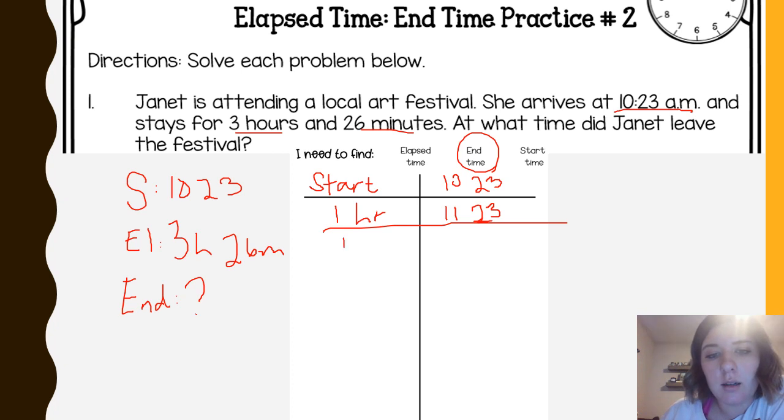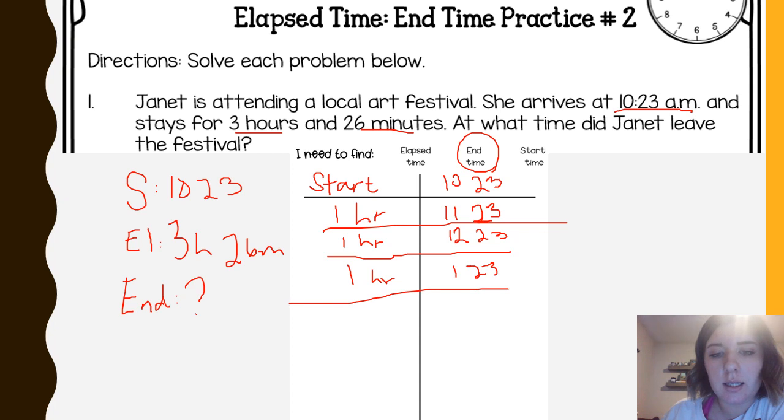Now I'm going to add another hour because I'm trying to add 3 hours and 26 minutes. 11:23 plus an hour would be 12:23. One more hour. 12:23 plus an hour would be 1:23. Okay, now I've got to add 26 minutes. I'm going to start by adding 10 minutes. 1:23 plus 10 minutes is going to be 1:33.